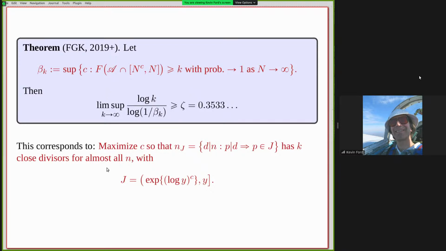All right, so again, what's the correspondence to actual integers and divisors? We're maximizing the c so that if we have an interval, what I call j here, and we look only at the prime factors from j, then with high probability, we can form many close divisors, so k of them.